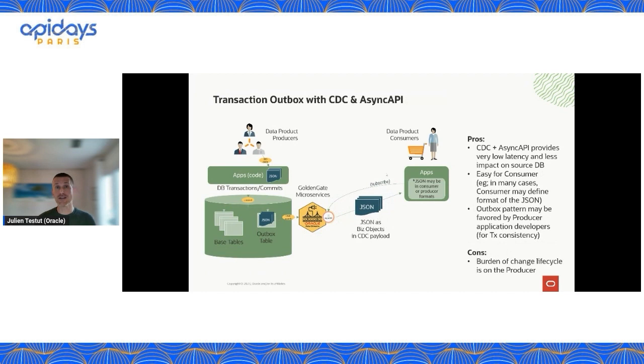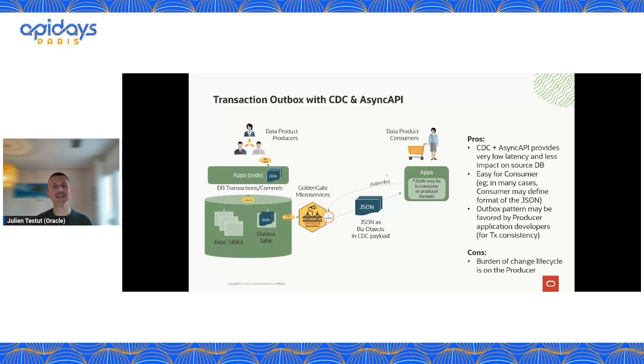So this slide is basically the same transaction outbox pattern, but now here we're using GoldenGate for change data capture, and we're using the Async API integration with the data streams to publish the messages. So GoldenGate will be aware of the changes that have been made to the Outbox table through the logs, and those are pushed directly to GoldenGate. So lowest latency, least impact on the source database.